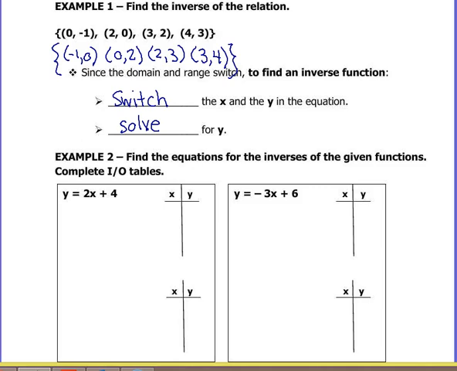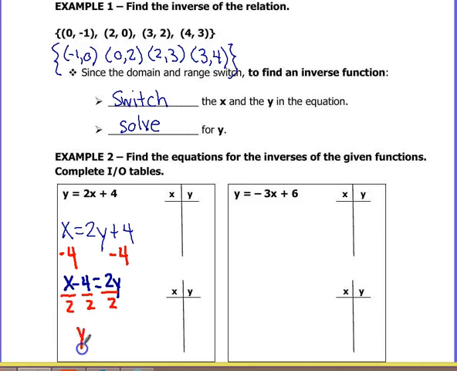So y equals 2x plus 4 would become x equals 2y plus 4. So we have just created an inverse function. We typically like our equations to be y equals, so we will solve for y and put it back in slope-intercept form. We would take away 4 from both sides. That would result in x minus 4 equals 2y. Then I would finish it off by dividing by 2. And the result would be y equals 1/2 x minus 2.